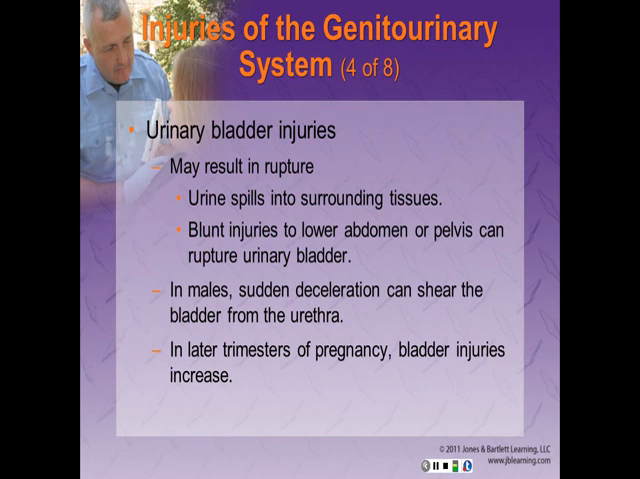Urinary bladder injuries may result in rupture. Urine will spill into surrounding tissues, and blunt injuries to the lower abdomen or pelvis can cause rupture to the urinary bladder, particularly if the bladder is full and distended. In males, sudden deceleration from a motor vehicle or motorcycle crash can shear the bladder from the urethra, and in later trimesters of pregnancy, bladder injuries increase by displacement of the uterus.